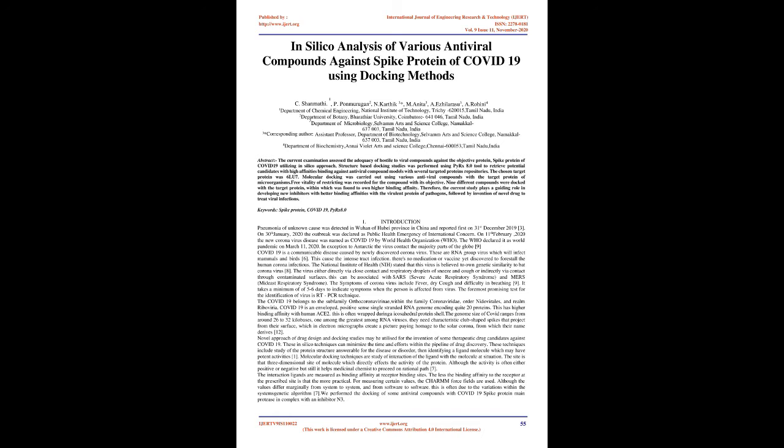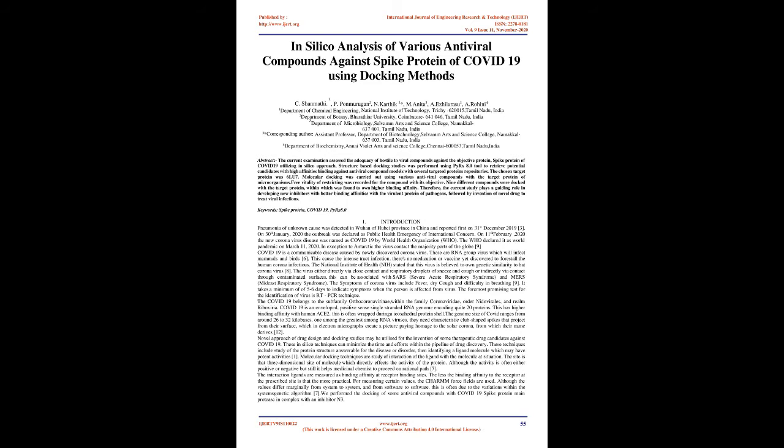1. Introduction 1.1 S protein. Pneumonia of unknown cause was detected in Wuhan of Hubei province in China and reported first on December 31, 2019. On 30 January 2020 the outbreak was declared as public health emergency of international concern. On 11 February 2020 the new coronavirus disease was named as COVID-19 by the World Health Organization, WHO.